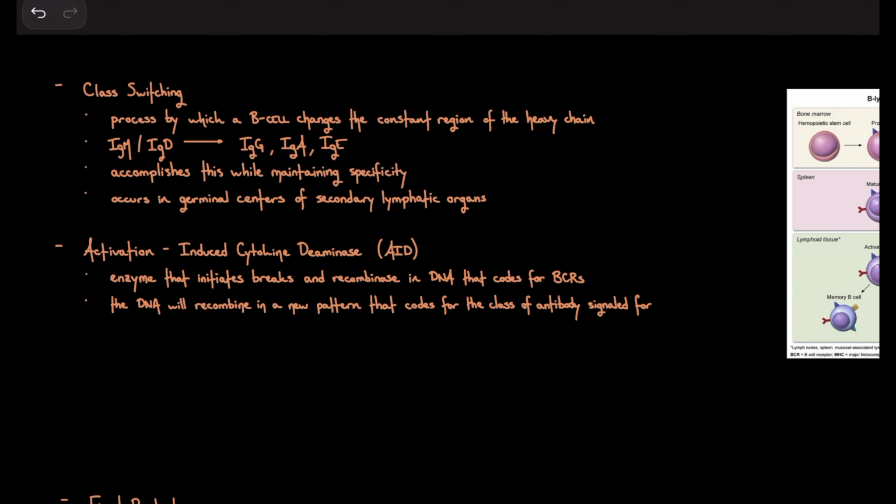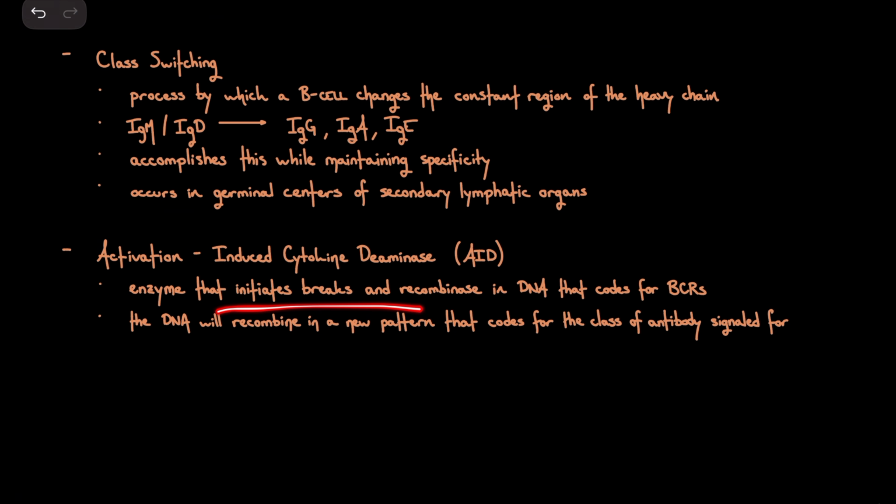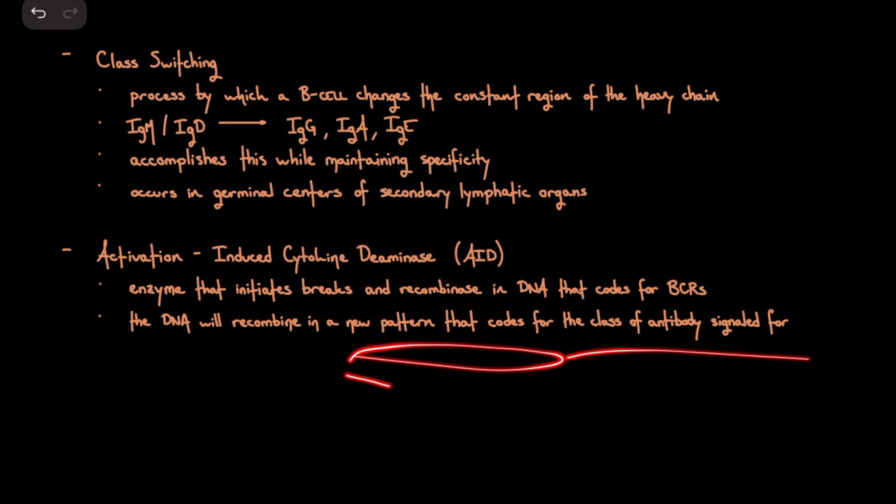How do we do this? Because we already did a good bit of genetic editing when I was making the pro B cell and the pre B cell and all of that. Well, we have an enzyme that you should definitely know: activation-induced cytidine deaminase, the AID enzyme. So what this does is it initiates the break and recombination in DNA that codes for your BCRs. So it's in effect targeted mutation, targeted DNA shuffling. So you get a new pattern that codes for the class of antibody that was signaled for.